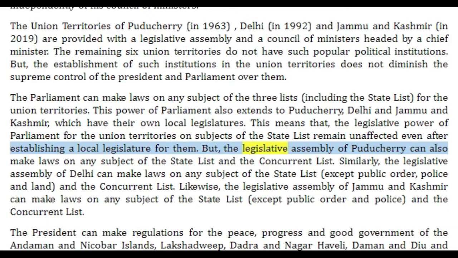But, the Legislative Assembly of Puducherry can also make laws on any subject of the state list and the concurrent list. Similarly, the Legislative Assembly of Delhi can make laws on any subject of the state list, except public order, police and land, and the concurrent list. Likewise, the Legislative Assembly of Jammu and Kashmir can make laws on any subject of the state list, except public order and police, and the concurrent list.